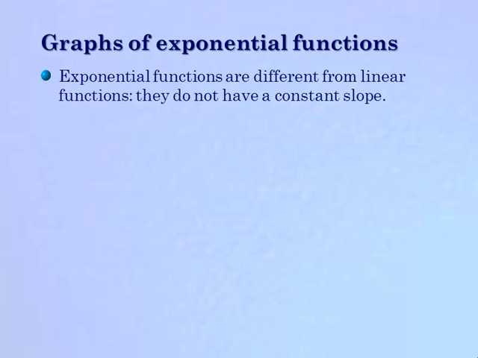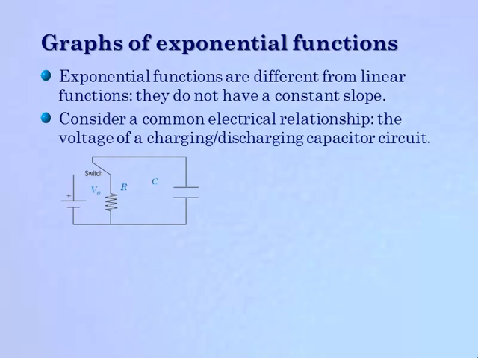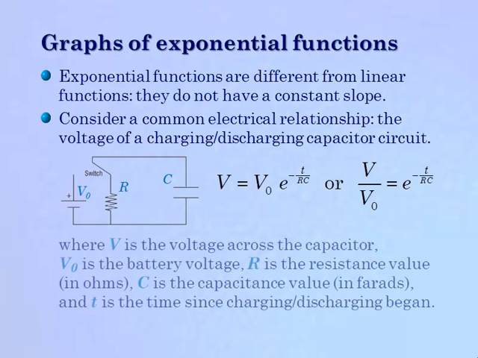When we graph exponential functions, they're different than linear functions. They do not have a constant slope. So let's consider a common electrical relationship, which does have an exponential relationship. Here we have the voltage of a capacitor that is charging, or in this case, discharging through a resistor. V is the voltage across the capacitor. V0 is the battery voltage, which is initially used to charge that capacitor. R is the resistance in ohms, and C is the capacitance value, and t is the time since the charging, or in this case, discharging began.